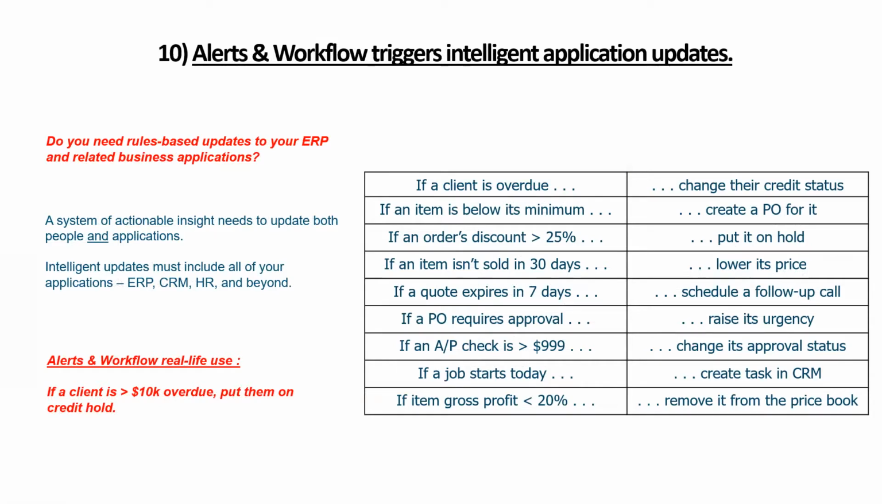If an item hasn't sold in 30 days, lower its price, or at least let somebody know, hey, maybe this is too high. So again, just a list of ifs and thens that you can have alerts and workflow manage for you. Again, that idea: if a customer is so far overdue, put them on credit hold.